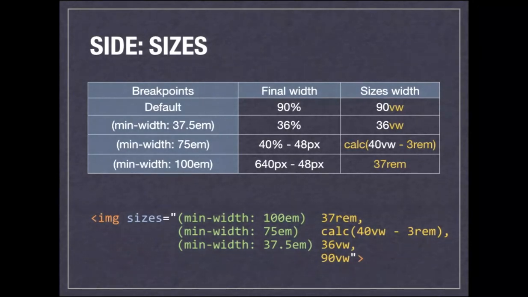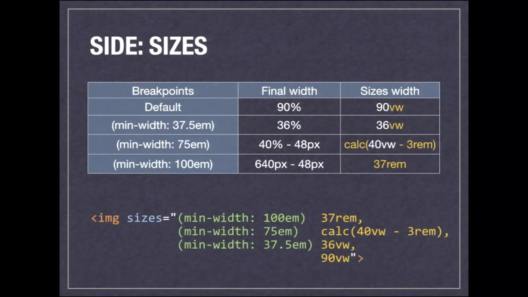And then you can turn that 40% into 40 VW, and then we're going to convert it back to rems. We're going to divide 48 by 16, and we get 3. And we're going to convert that 640 into rems, and then it's 37 rems when you do the math there. So there we have our layout information. We're putting it into our sizes attribute. And we have our media conditions and our sizes, saying here's the different sizes for how it changes at these points, and here's how big it is at each of those points. And we're going to go from largest to smallest.